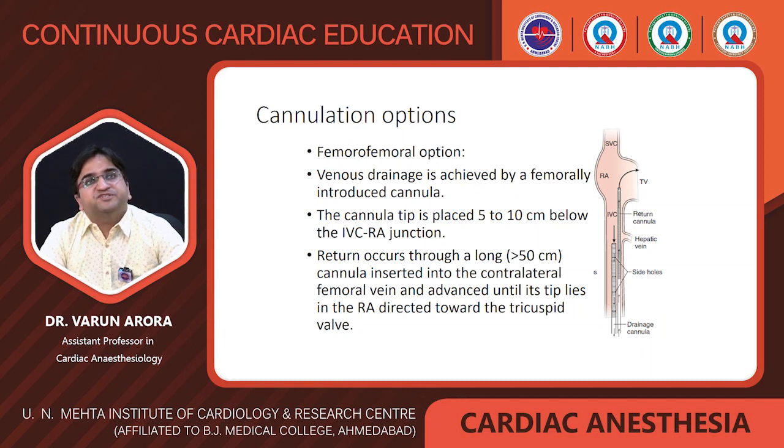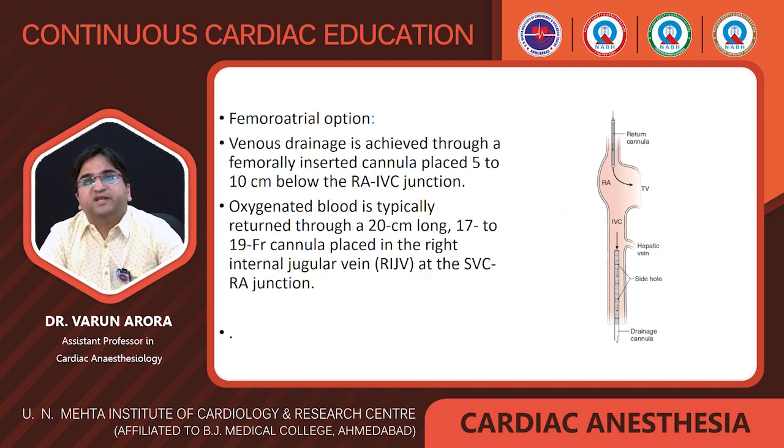Femoral option: venous drainage is achieved by a femorally introduced cannula. The cannula tip is placed 5 to 10 cm below the IVC-RA junction, and the return occurs through a long cannula inserted into the contralateral femoral vein and advanced until its tip lies in the RA, directed towards the tricuspid valve.